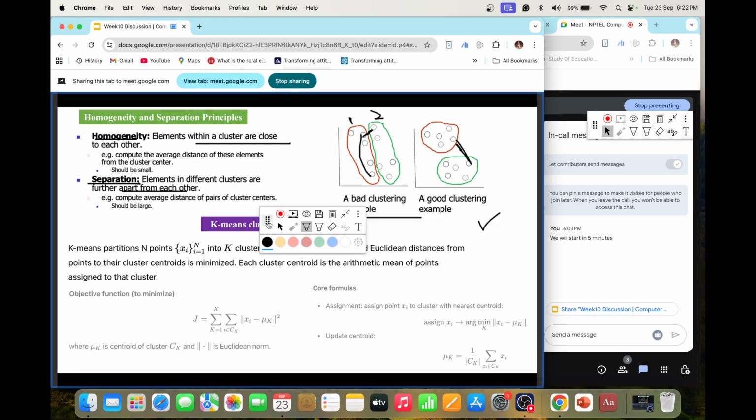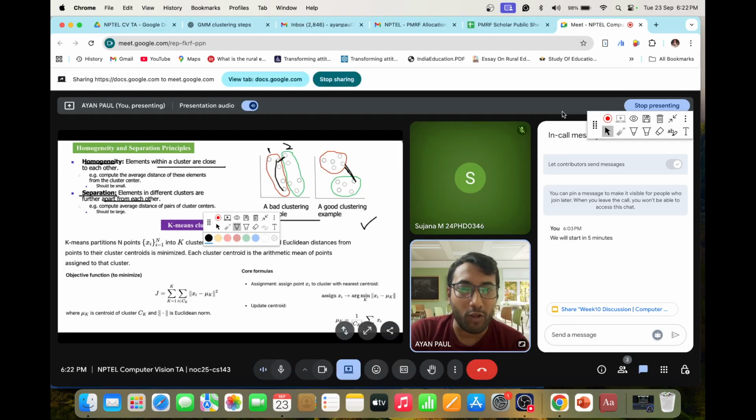Then we will start our k-means clustering. Up to this, is it clear? Shrujana, is it clear up to this? Difference between clustering and classification. Are you there? Okay, no problem.